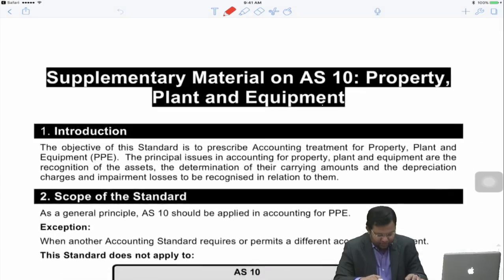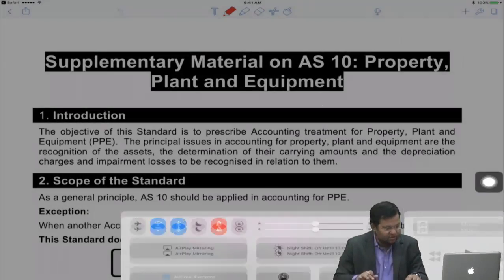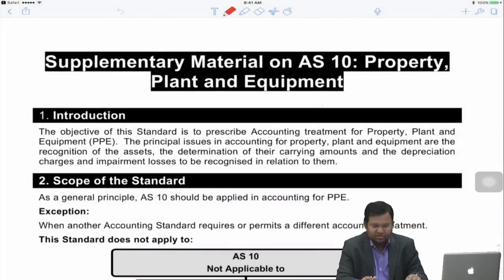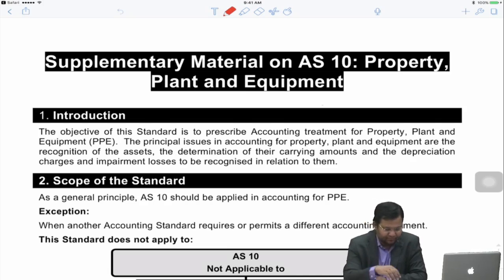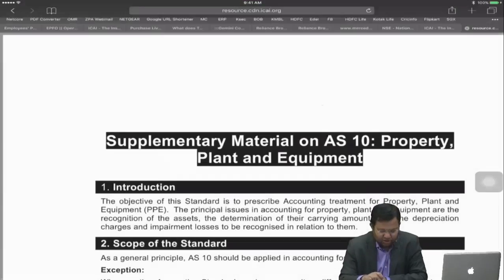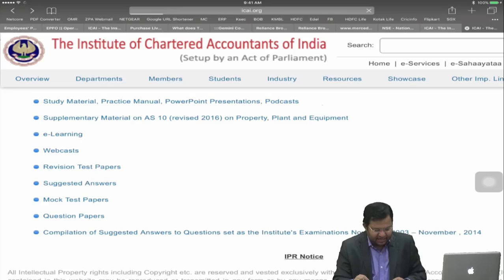Now, for understanding purposes, ICAI has prepared a supplementary material, but I always like the bare text of the accounting standard to be referred to also. You should download both these files, or I'll give you these files right away. You can download it from ICAI's website. I'll give you the link.